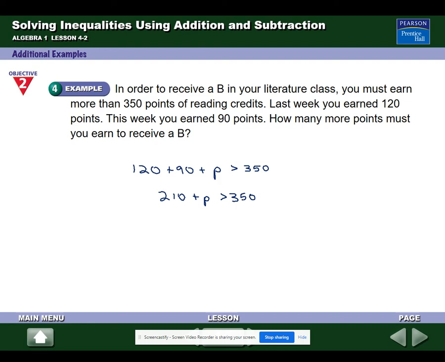Just combining like terms, and then subtract 210 from both sides, and you'll get 140. The amount of points that you still need to earn is greater than 140. Now, assuming that points are whole points, I guess you could say 141, but I don't know. I sometimes do half points when grading quizzes and tests. So really, 140.00001 would be greater than 140. But anyway, that's the solution to this problem. Something more than 140 points.